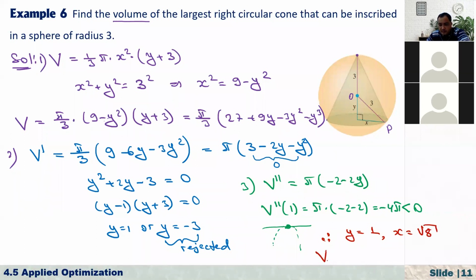At that time, the maximum volume of the cone will be pi over 3 times x squared times y plus 3. X squared is equal to 8, and y plus 3 is equal to 4, which gives 32 pi over 3. That is the maximum possible volume of the cone which can be inscribed inside the sphere of radius 3.